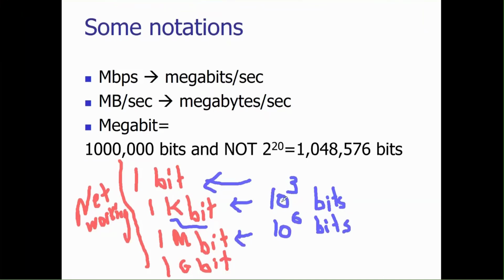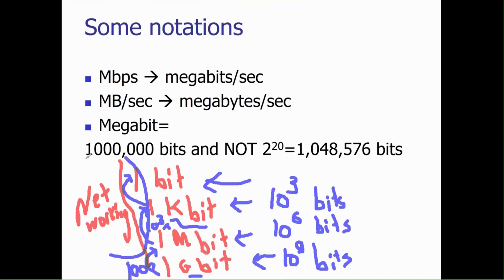So it's 1,000 times 1,000. And a gigabit, as you would expect, it's 1,000 megabits. So it's 10 to the power 9. Okay, one more time. Each one is 1,000 times the one before it. A kilo is 1,000 bits. A mega is 1,000 kilobits, so 10 to the power 3 times kilobit. And a giga is 1,000 mega. Again, this is in networking.